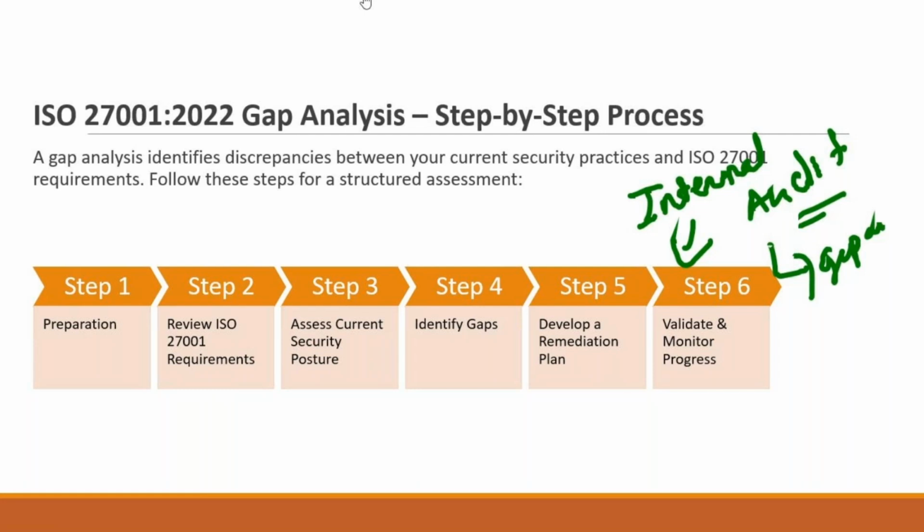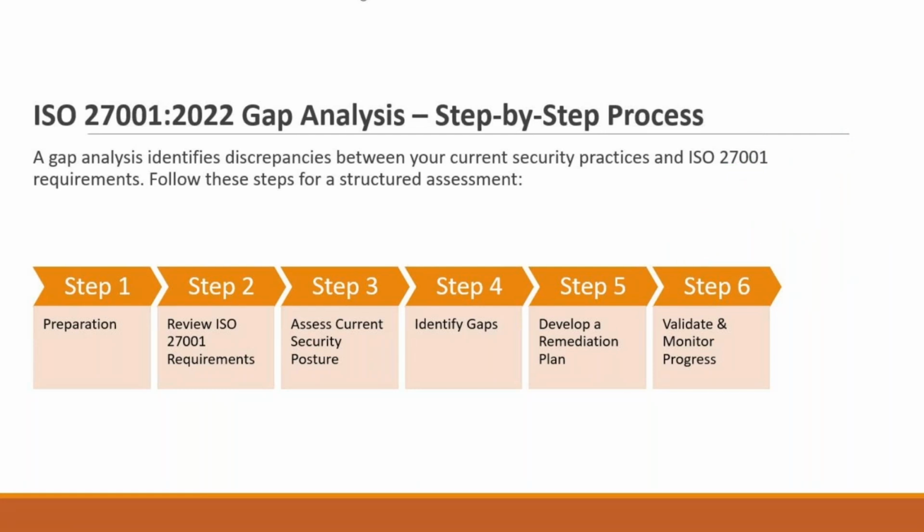Whenever any question is asked related to the gap assessment, how you are going to do the gap assessment, these are the steps you are going to follow. First I will be getting ready for that gap assessment. Once I am ready, I will move to step number 2. I will start reviewing the ISO 27001 requirements. I will try to check all the clauses. I will try to check, out of these 93 controls, which controls are aligned with this organization.